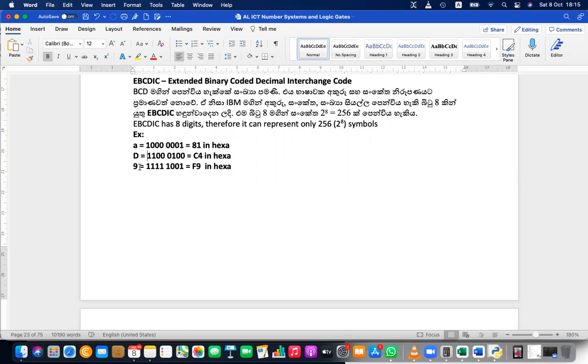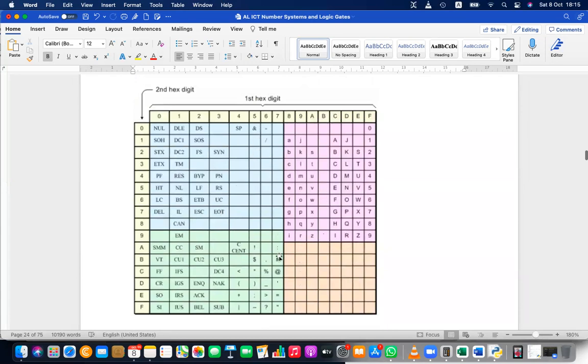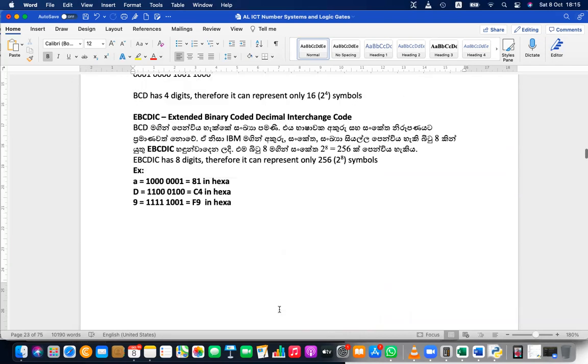Likewise, different symbols can be represented, not just the characters. It is possible to represent other symbols too. Here, you can see symbols like ampersand, hash, @ mark, percentage mark, colon, brackets. These things can be represented.